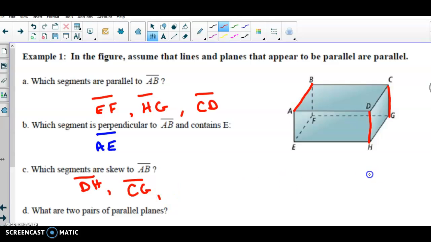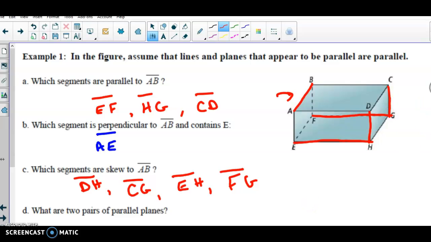But we have some other lines that are never going to intersect AB but aren't going in the same direction. They're not parallel. One of them would be EH. And then the last one would be FG. All of those that I just highlighted in red are skew to segment AB.